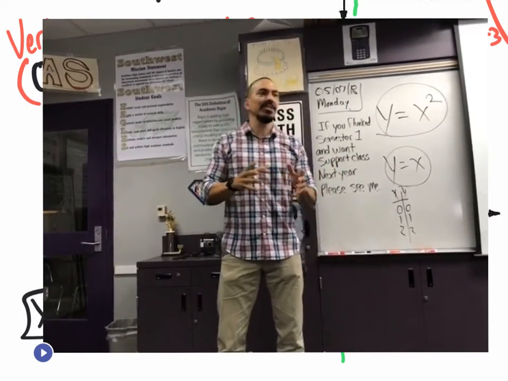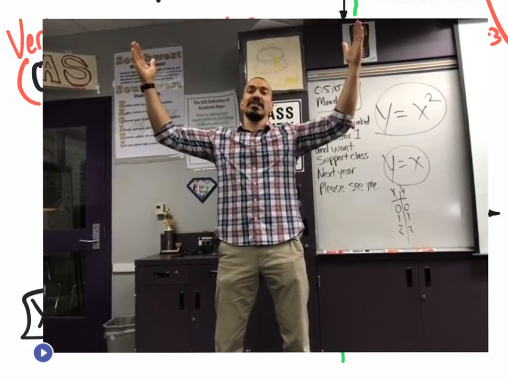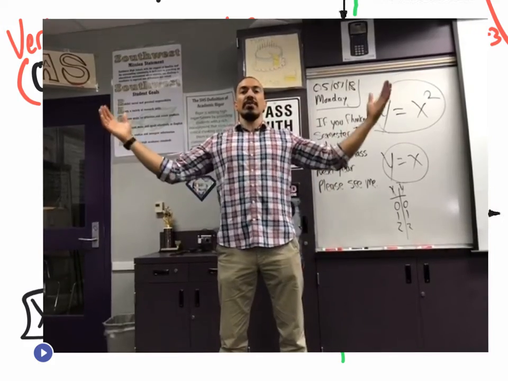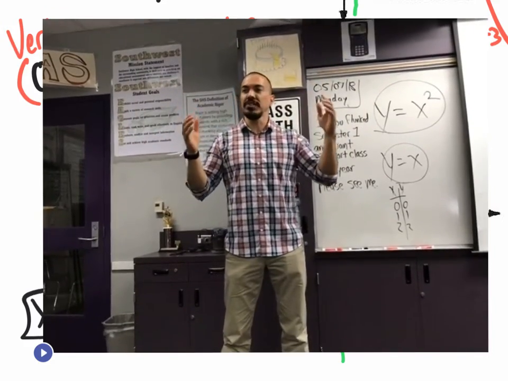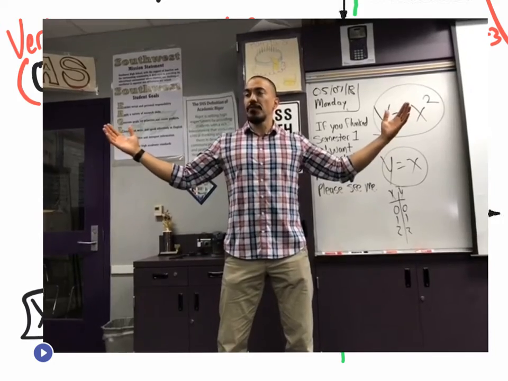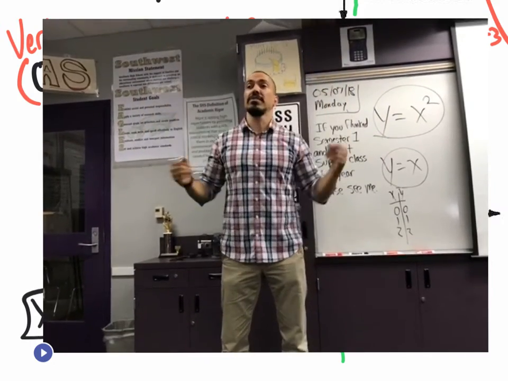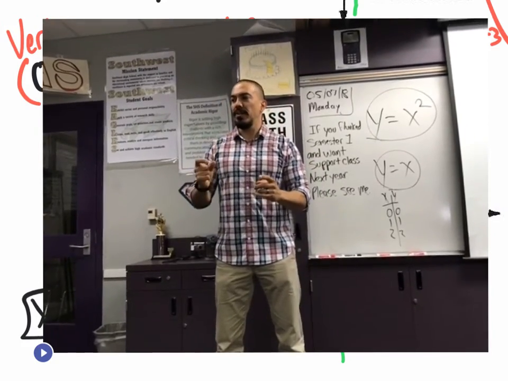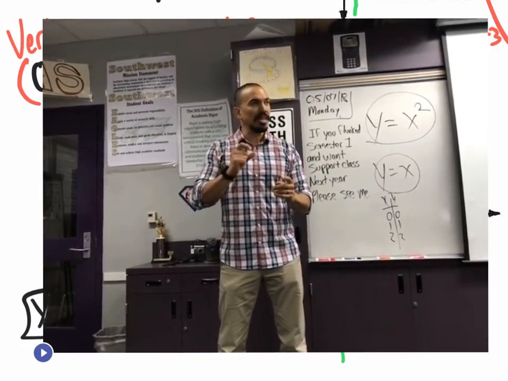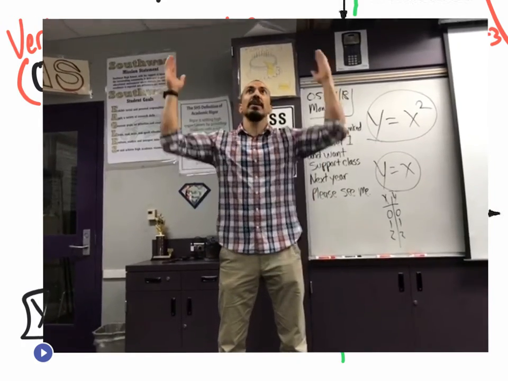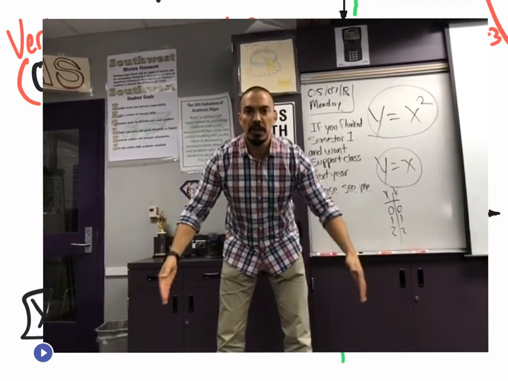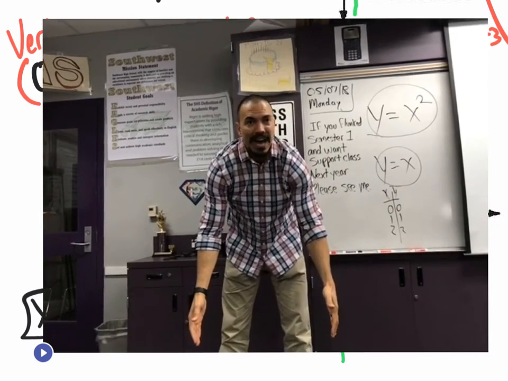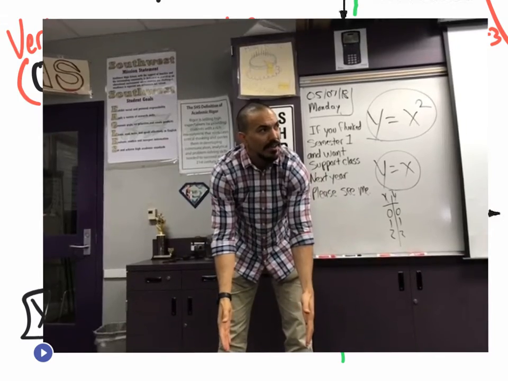So the a value doesn't just tell you if it opens up when it's positive or opens down when it's negative. It also tells you if it's wide or if it's narrow, okay? The closer you are to 0, the wider it gets. The further you are away from 0, the narrower it gets. So if I told you this, y equals negative 5x squared, would that be opening up or down? Down. Would it be wide opening down, or would it be narrow opening down? Y equals negative 5x squared. It'd be narrow, right? Okay.